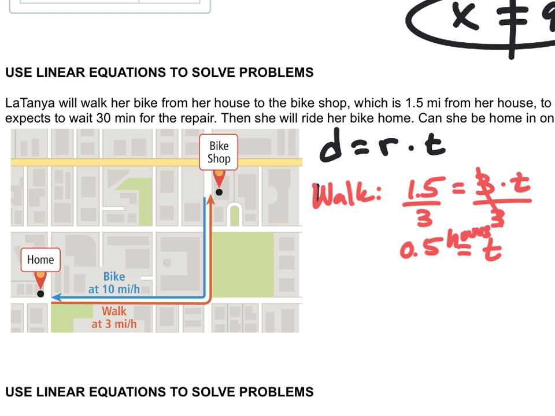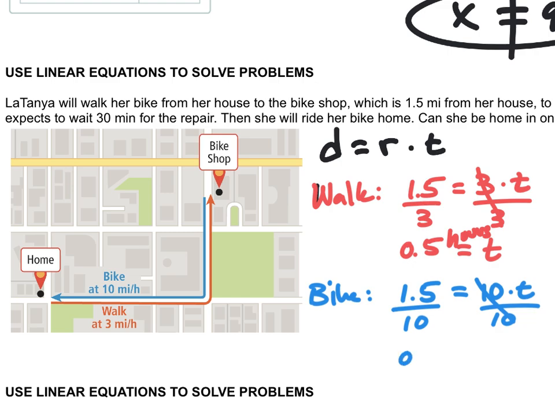And then let's talk about biking. The distance is still the same. It's 1.5 miles, but it's 10 miles per hour here, and I'm going to divide this by 10 and this by 10. So from here, that's going to end up giving us 0.25, or no, not 0.25.